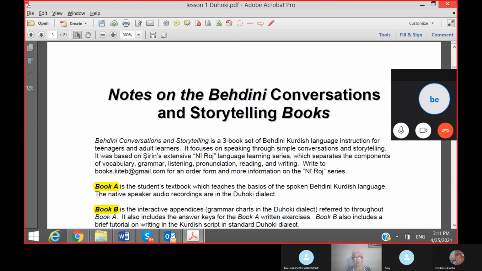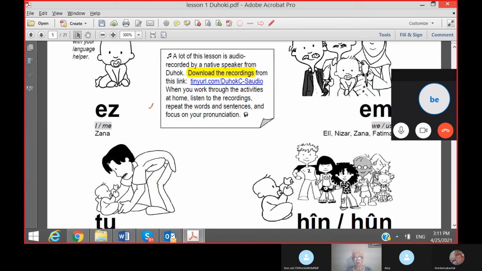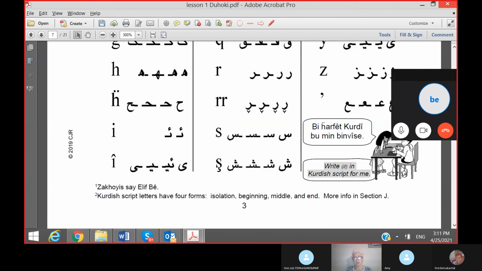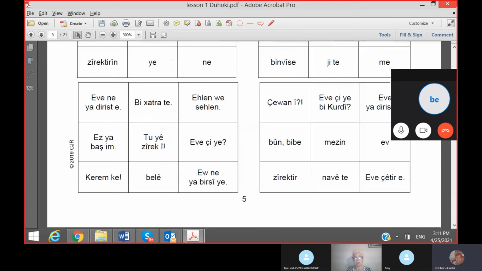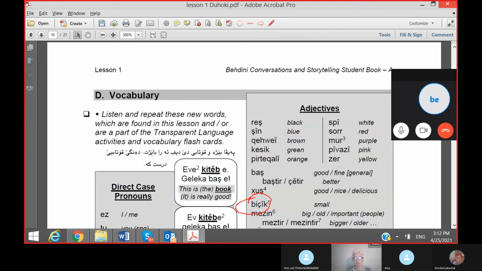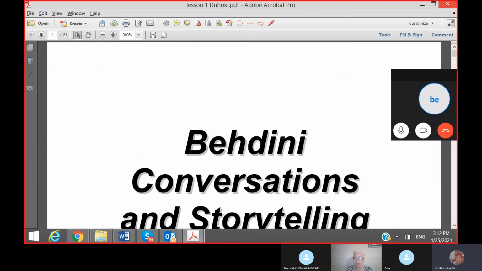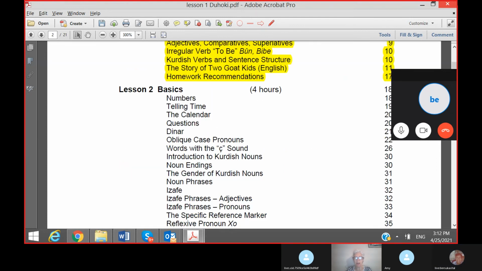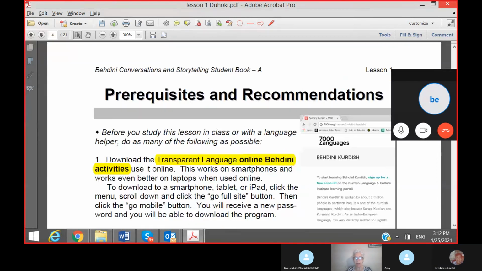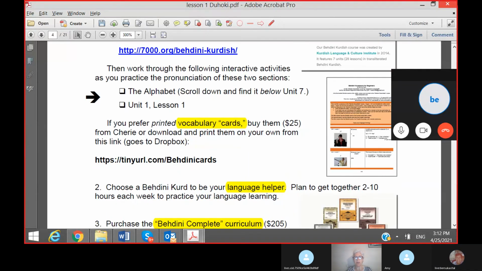Yeah. So your homework is to do all that we've done, including memorizing, not just pronouncing, but memorizing all the vocabulary in section D. That'll keep you busy for a whole week. That's a lot of memorizing. Also working through the stuff on the prereqs page, the Transparent Language stuff, getting your vocabulary cards printed out, all that kind of stuff. Okay, go ahead, Ricky.